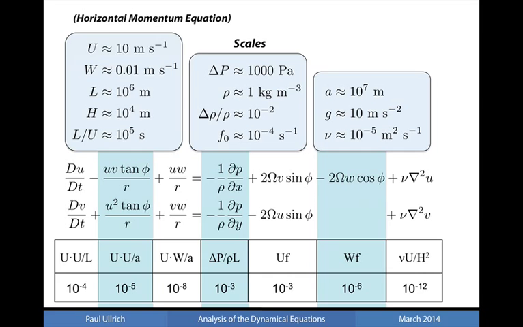So this suggests that for large-scale mid-latitudinal systems, if we were to plug in what we know for the velocity field, pressure field, and density field, the relative magnitude of these terms for large-scale mid-latitudinal systems would be given by the values listed at the bottom of this slide.